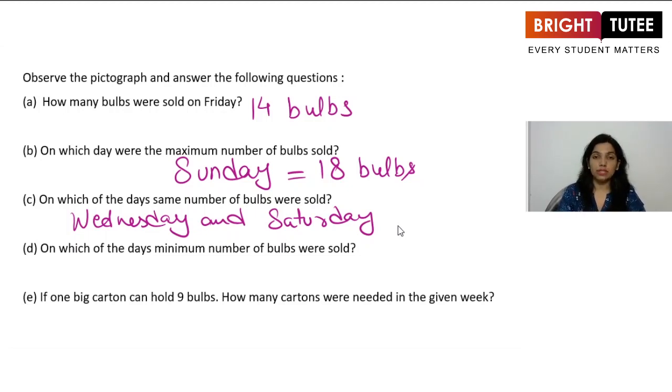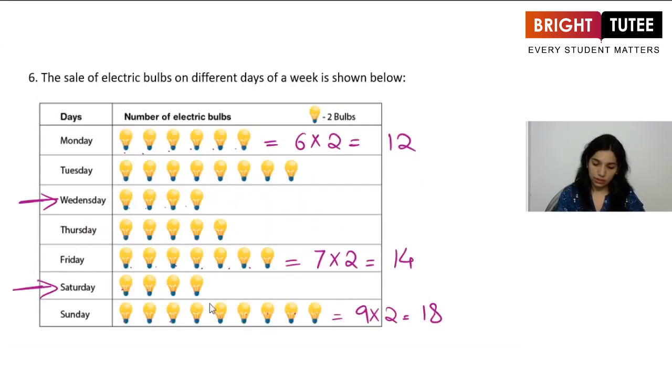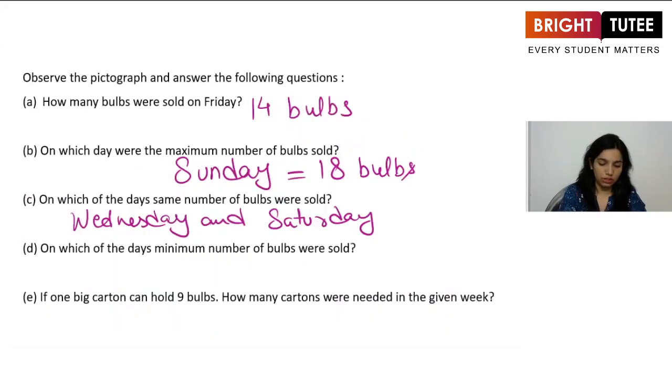On which day was the minimum number of bulbs sold? Let us see. Clearly we can see that Wednesday and Saturday have just 4 bulbs each, and 4 bulbs basically represent 8 bulbs each, right? So the days on which the minimum number of bulbs were sold are Wednesday and Saturday itself.